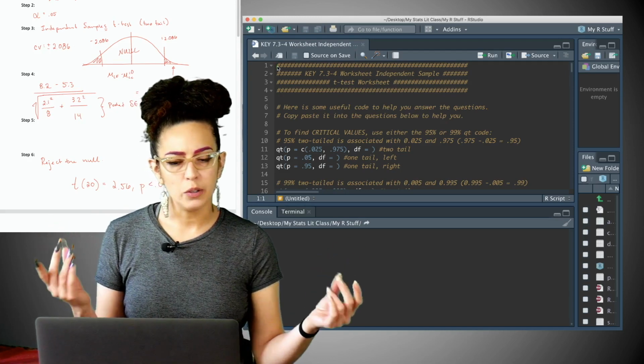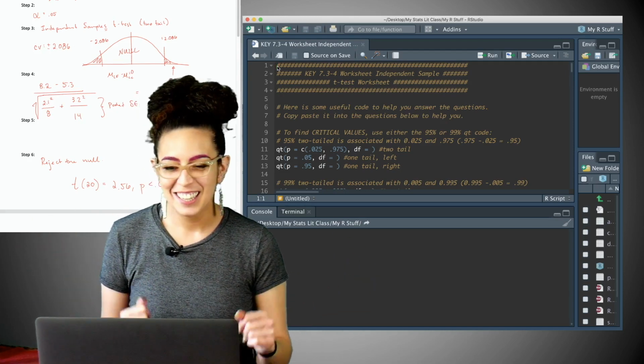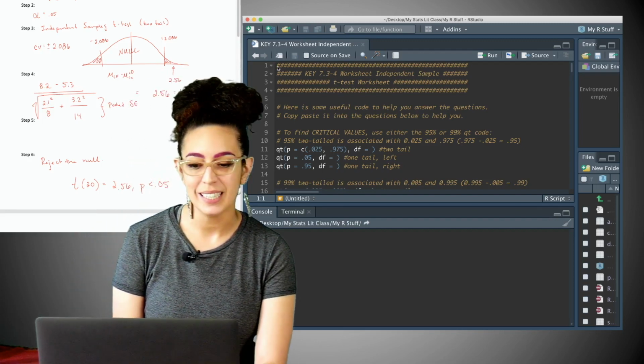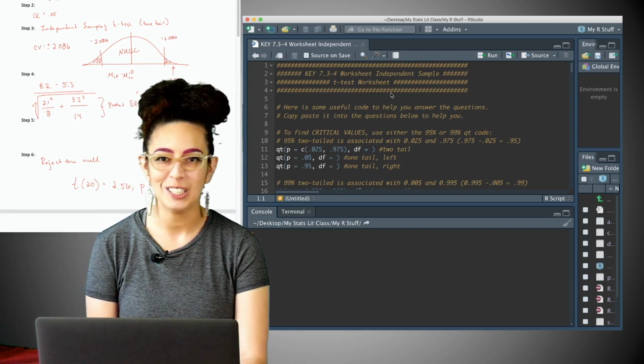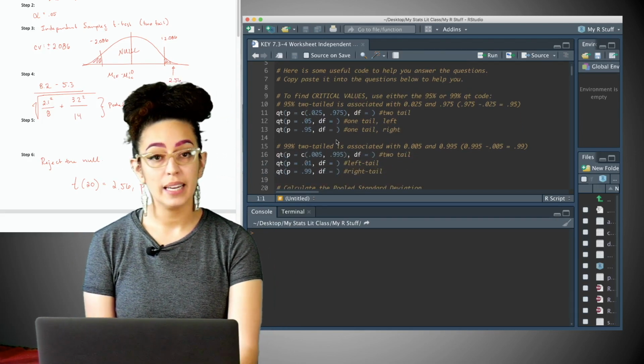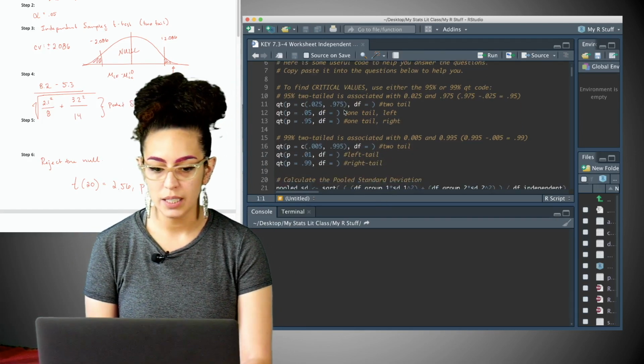Okie dokie, artichokey. Let's get into another worksheet. 7.3-4, Independent Samples t-test. Again, with the double worksheet. Oh well. So here are those useful codes again to get those critical values. They're all the same.